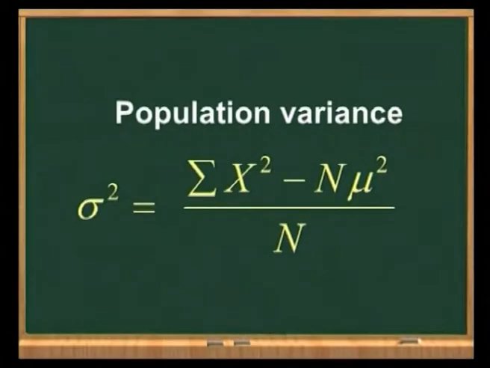The computation formulas are: population variance, sigma squared is equal to sigma x squared minus capital N mu squared, divided by capital N. Population standard deviation, sigma is equal to the square root of sigma x squared minus capital N mu squared, divided by capital N.